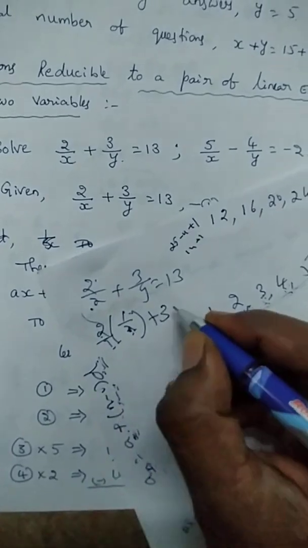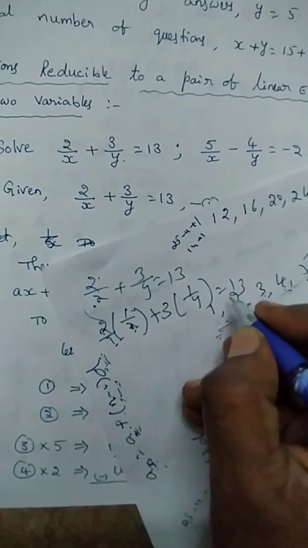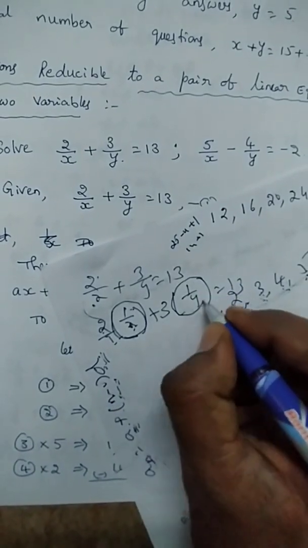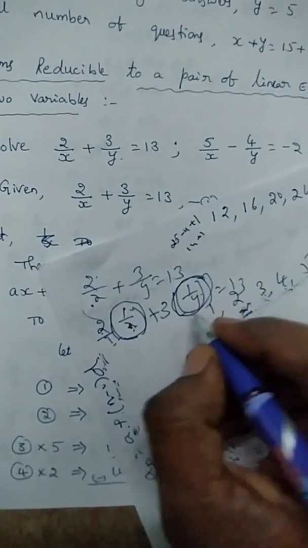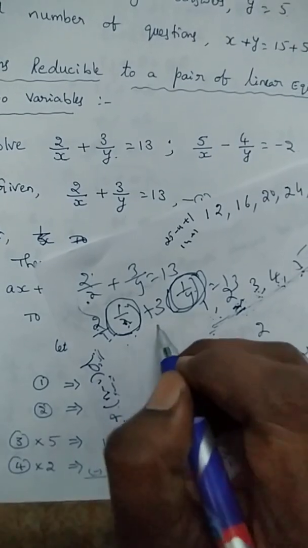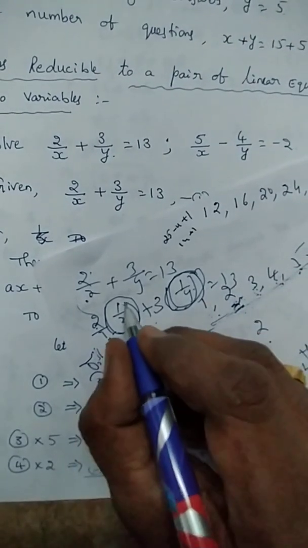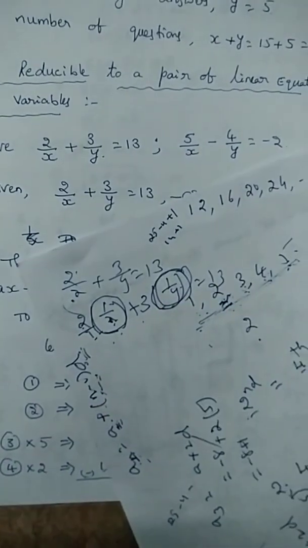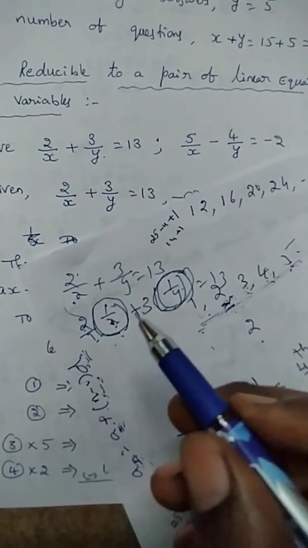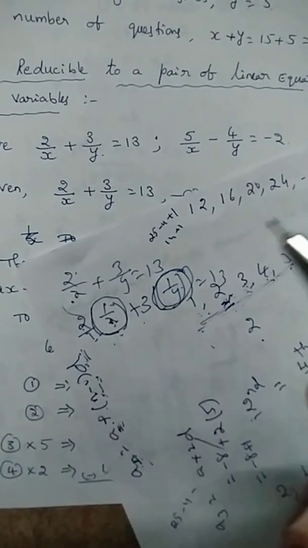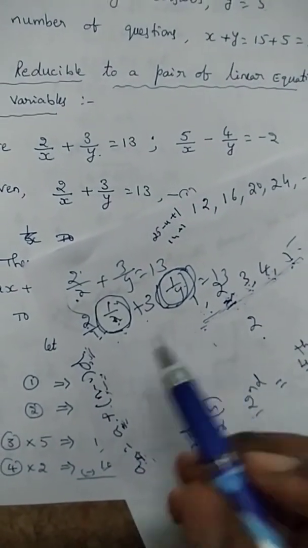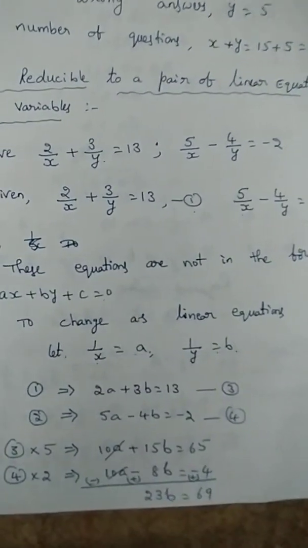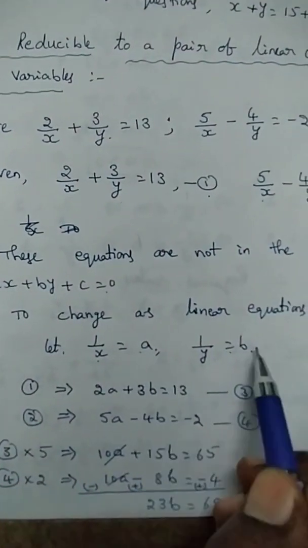Similarly, 3 into 1 by y is equal to 13. Now the variable here is 1 by x, and the other variable is 1 by y. The general form of the linear equation is ax plus by plus c is equal to 0. Here, in the place of x we have 1 by x, in the place of y we have 1 by y. So we change 1 by x into one more variable a, and 1 by y into one more variable b. Not only a and b, you can assume any variables instead of x and y. Clear? We just took those as a and b only.